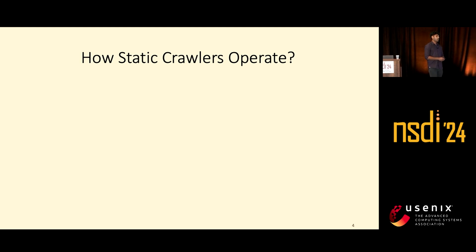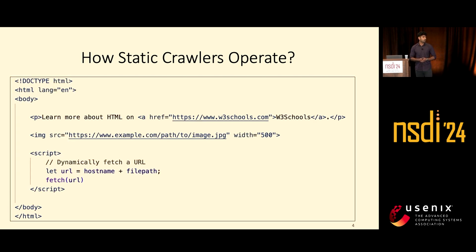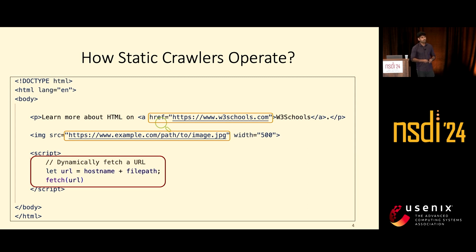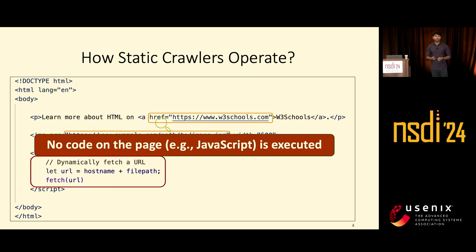Now, traditionally, all these crawlers have operated in a static manner. To see how that works, let me give you an example. In order to crawl any given page, the first thing these crawlers would do is download the HTML for that page. Thereafter, they'll start statically parsing the source code, looking for URLs. They might come across URLs to external pages, which they will queue so that they can crawl them later. And they might come across URLs to embedded resources, such as images, that will be downloaded as a part of downloading this page. If you notice, there is certain JavaScript code on this page as well. But these static crawlers will not execute it because they are fundamentally incapable of doing so.